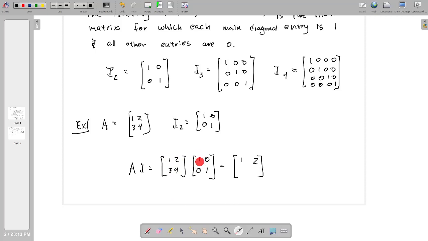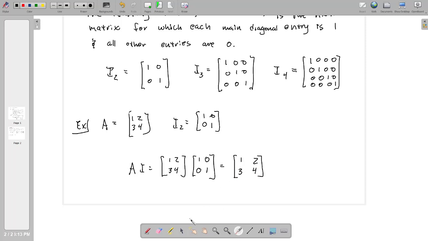Now second row, first column, that would be this entry. 3 times 1 plus 4 times 0. So 3 plus 0, 3. And then second row, second column: 3 times 0 plus 4 times 1. 3 times 0 is 0, 4 times 1 is 4, so we have 0 plus 4 is 4. Now notice it didn't change A at all. 1, 2, 3, 4, 1, 2, 3, 4. That's what an identity is supposed to do.